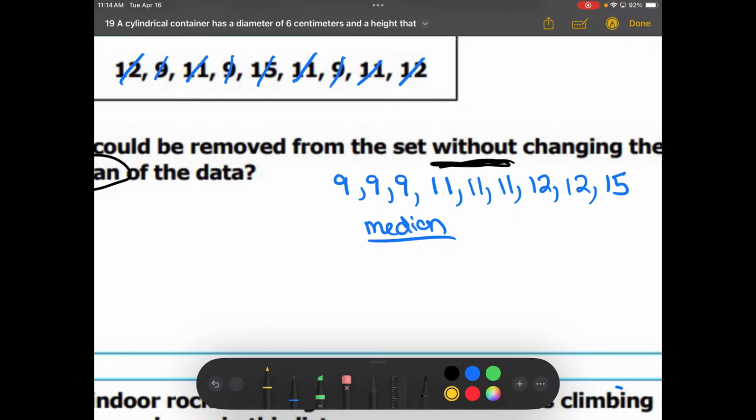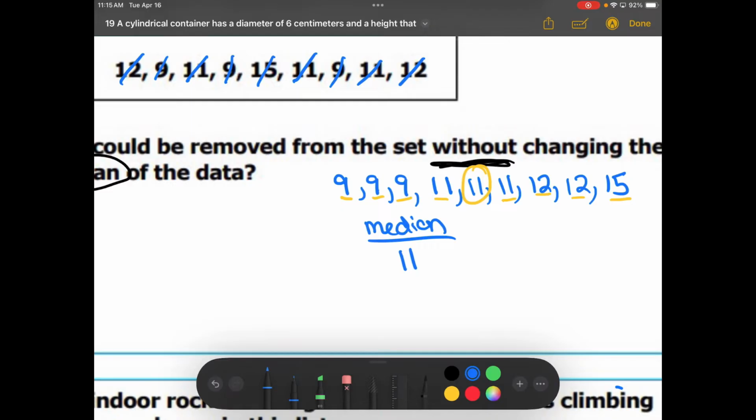First, let's identify what number's in the middle. I'm just going to underline from the outside going in until I find my number in the middle, which is what? 11. Now, that is without removing any of our data. The question is, what number can I remove without changing the median? The median that we just found was 11. What number can I remove but keep my median 11?